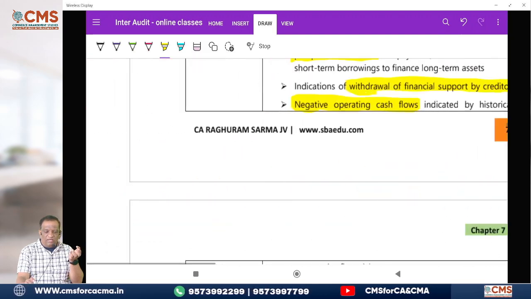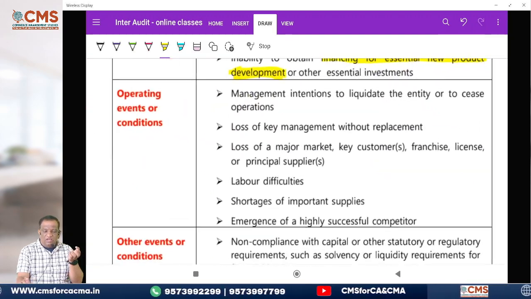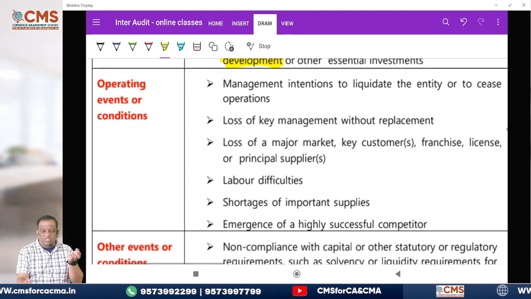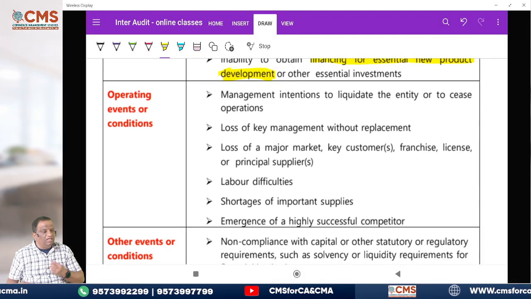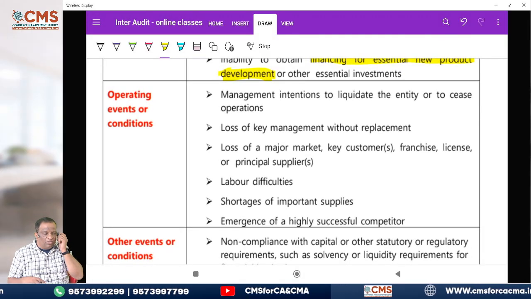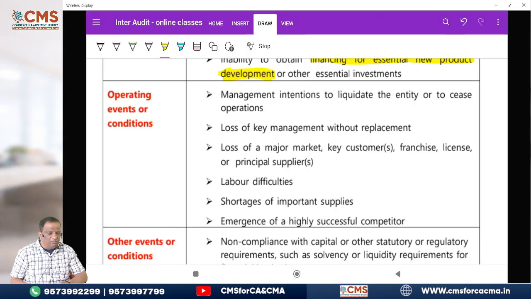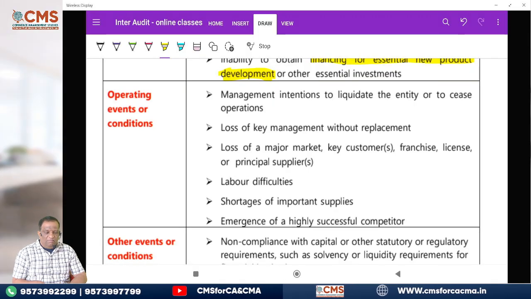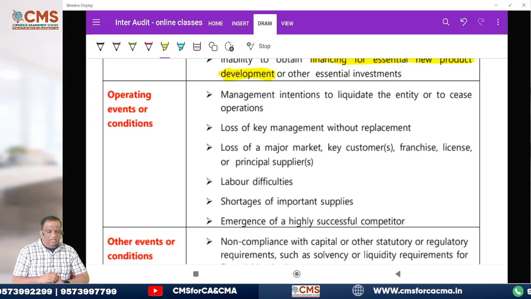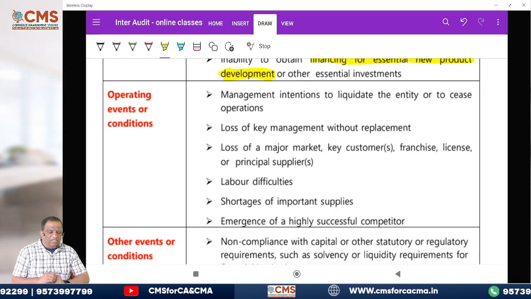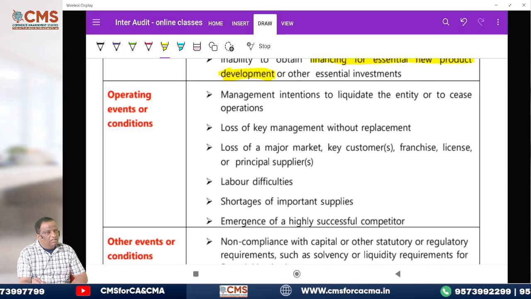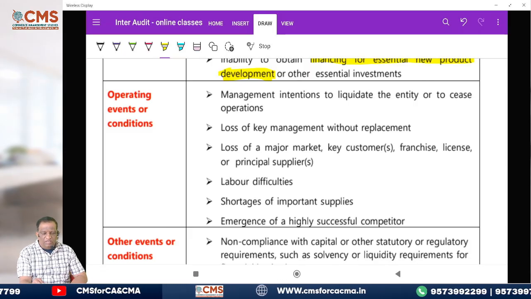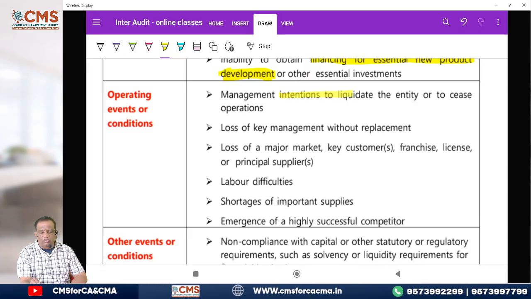Then look at the operating indicators. Operating indicators are, just to give an example, you don't have a problem of money. Financial indicator is a problem of money. That is, you don't have money to pay salaries, you don't have money to pay for raw materials, etc. But under operating events, it is not a problem of that. What the problem is here is the management. They have money, money is not a problem, but the management is planning to liquidate the entity.